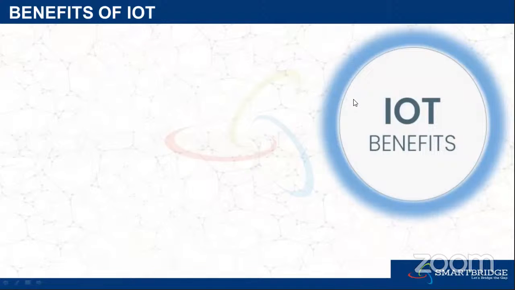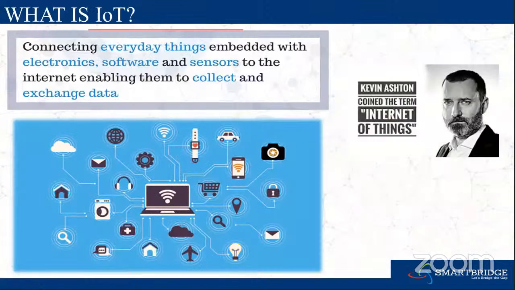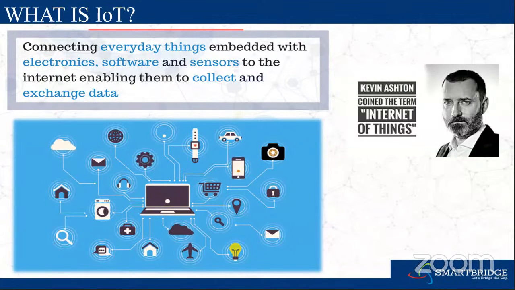Before, let's complete these benefits, and then talk about the applications of IoT. Why am I using terms like "embedded with electronic software and sensors" in my definitions? When I explain the applications of IoT, you'll get a clear idea of why I'm using the terms electronic software and sensors.